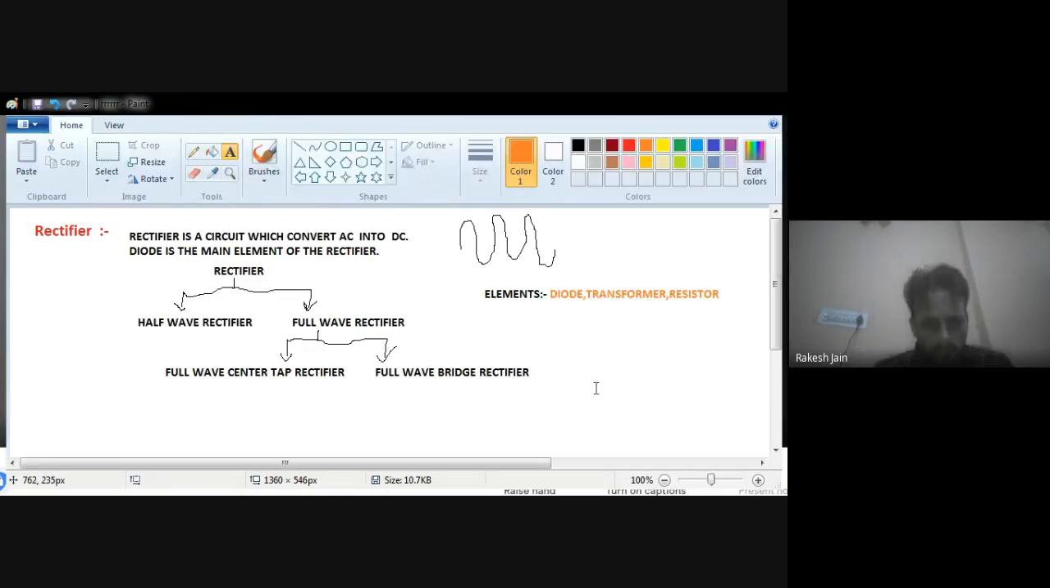Now, how to build the basic circuit of a rectifier? First of all, we should focus on the rectifier circuitry. We know that an AC supply consists of two parts: the positive half cycle and the negative half cycle. This is your AC signal. This upper part, which I am marking with orange color, we can say the positive side. This is known as the positive half cycle.